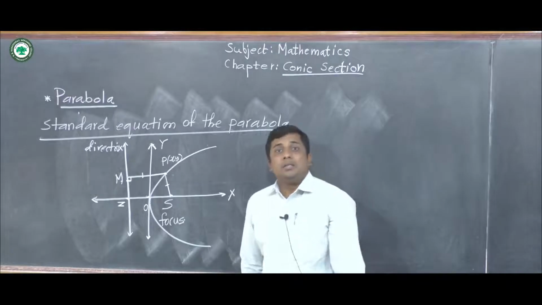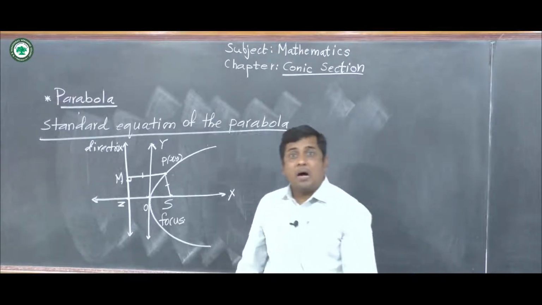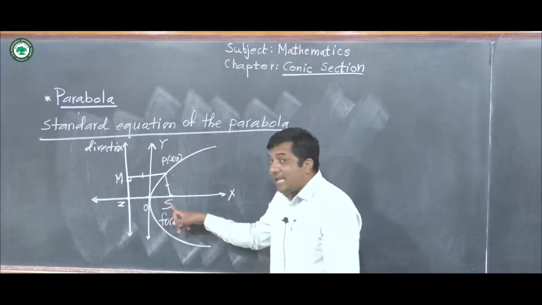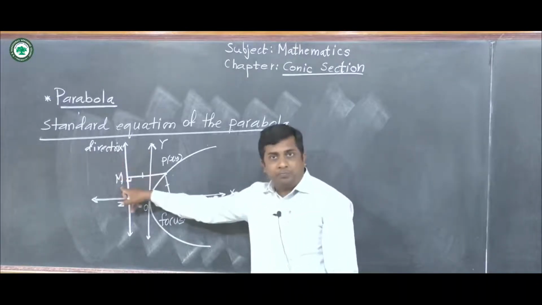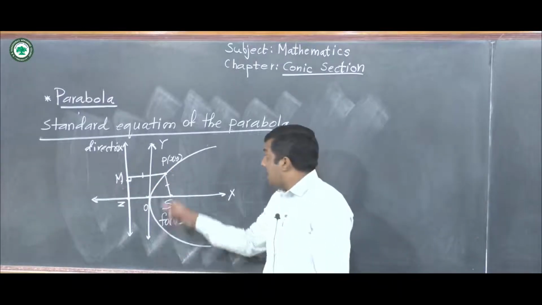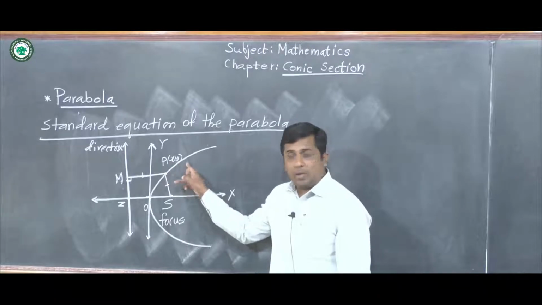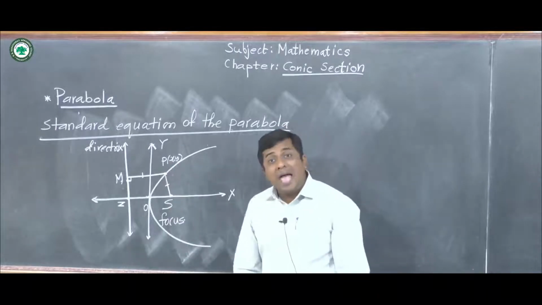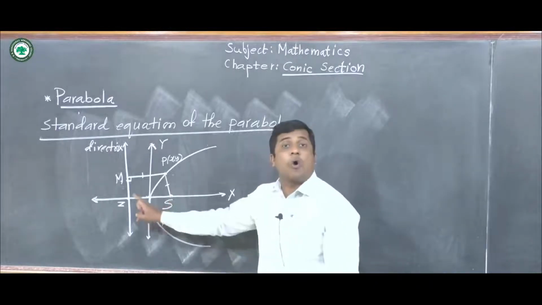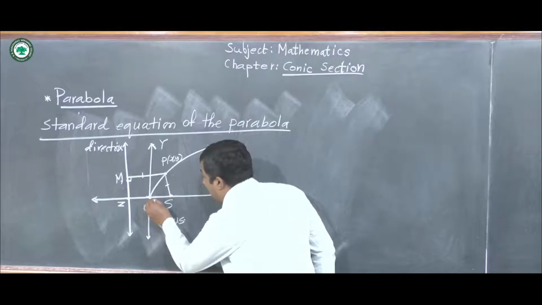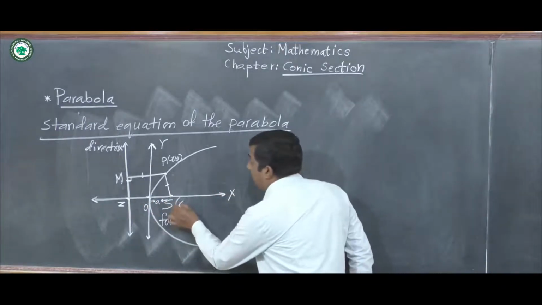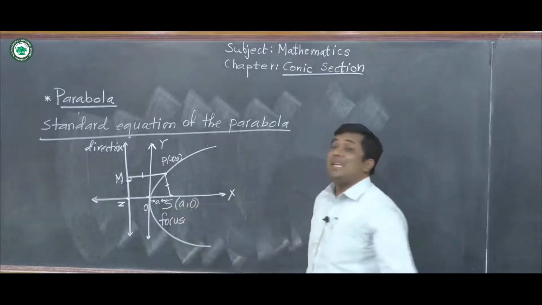Now to define the equation of the parabola, firstly we have to consider the coordinates of the points S, P, M. For P, the coordinates are already given as x, y. To define the coordinates of S, we consider the distance of S from the origin as a. If this distance is a, the coordinates of S are (a, 0).